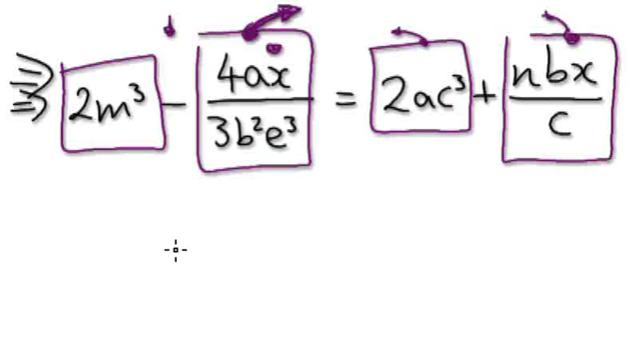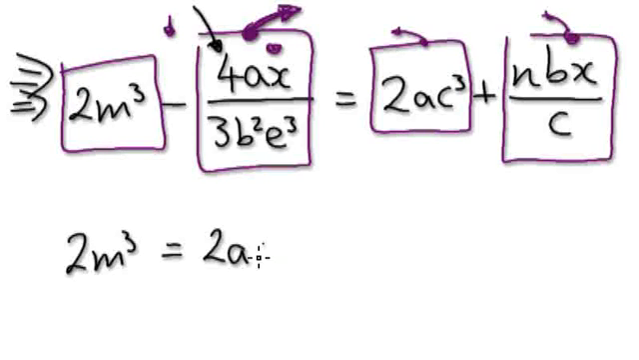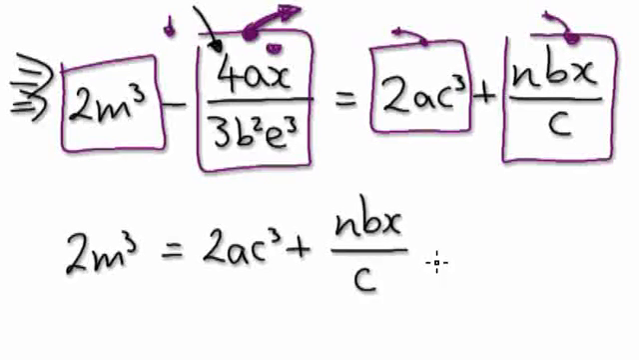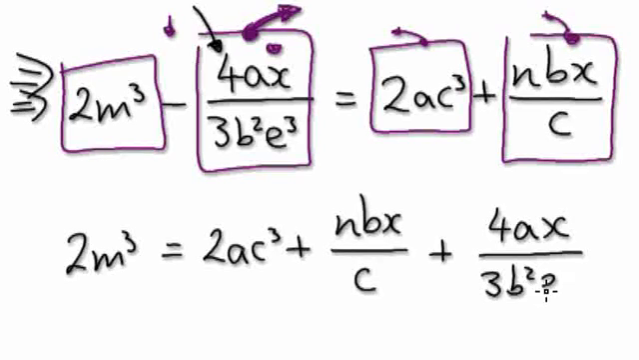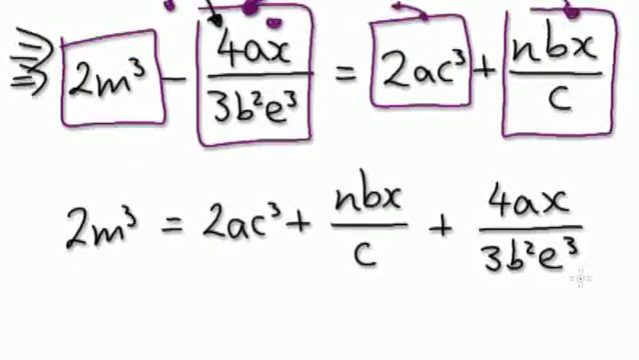So it would be this. I'm going to move the equal sign over here. So it will be 2m to the power of 3. Remember, we're adding this block here to both sides. So let's take the whole thing down. So it's ac to the power of 3 plus nbx over c, and then you have plus 4ax over 3b squared e to the power of 3.